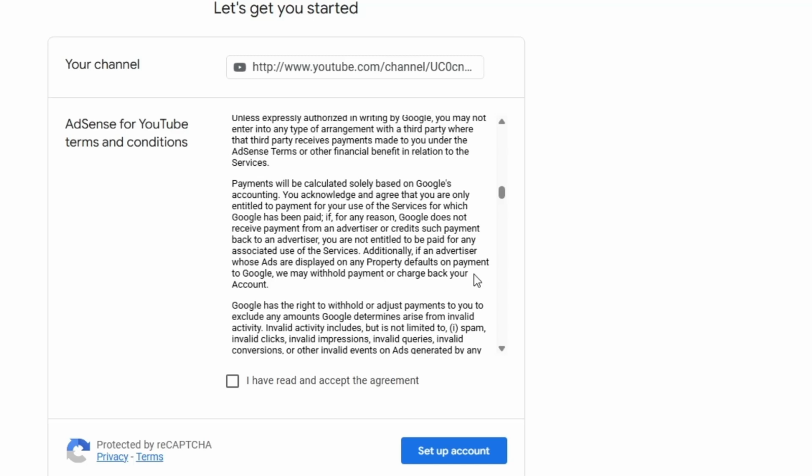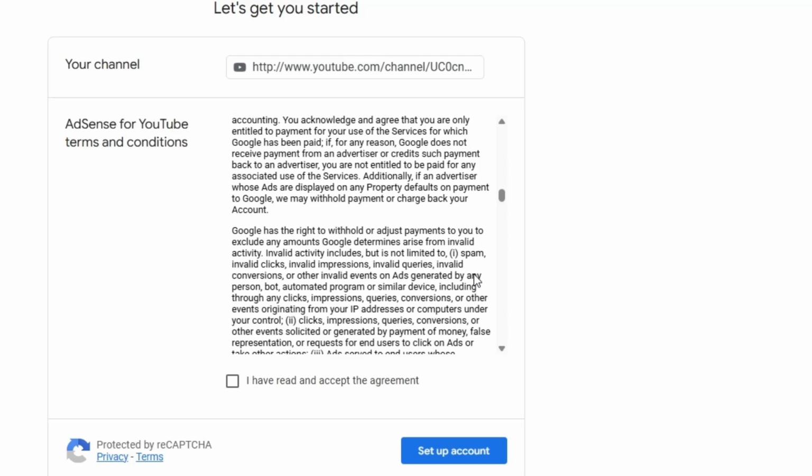You acknowledge and agree that you are only entitled to payment for your use of the services for which Google has been paid. If, for any reason, Google does not receive payment from an advertiser or credits such payment back to an advertiser, you are not entitled to be paid for any associated use of the services. Additionally, if an advertiser whose ads are displayed on any property defaults on payment to Google, we may withhold payment or charge back your account.